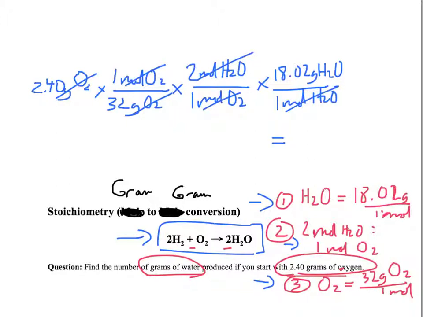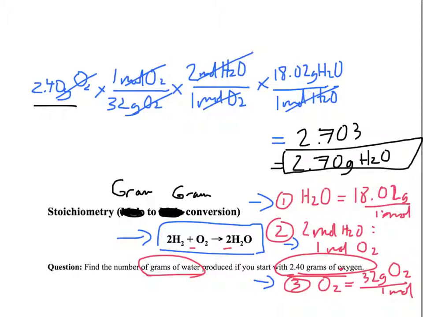And when we do the math, 2.4 divided by 32 times 2 times 18.02, we come up with a final value of 2.703, which, since we have 3 significant figures in the beginning, we're going to round to 2.70 grams of water.